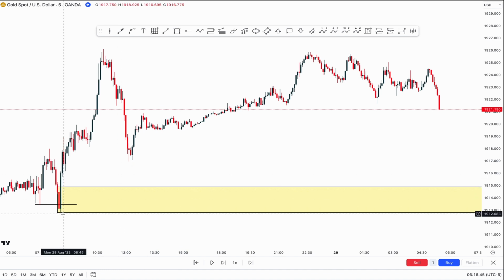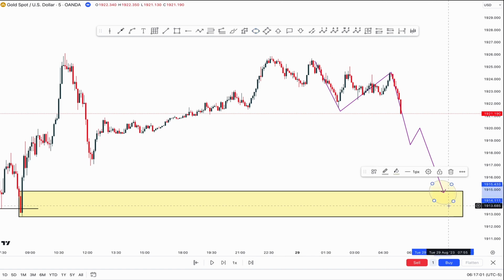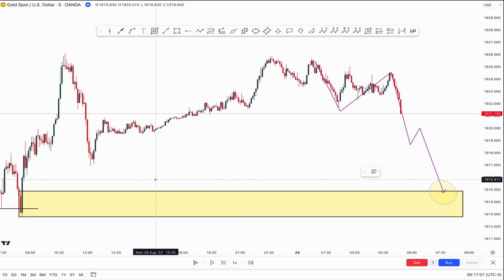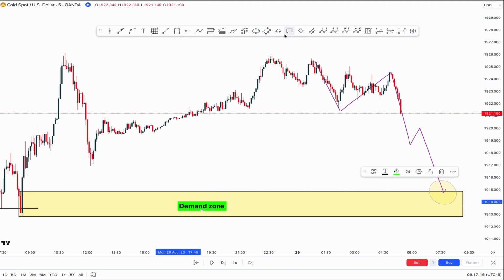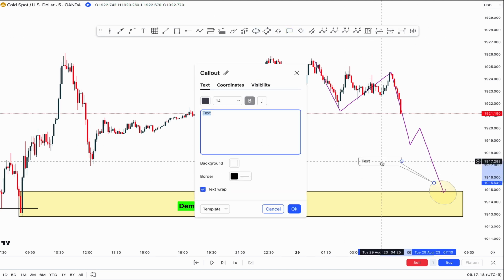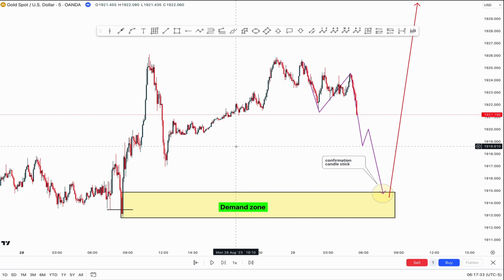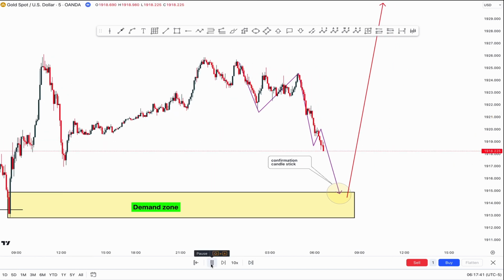That means price manipulated this low first, and then right now we will be waiting for the market to make something like this. Then on this area, that's where we will wait for the market to make a bullish candlestick, because right now you can see clearly that this is our demand zone over here. So right now we are waiting for the market to make a confirmation candlestick here, and then we will be looking for the market to shoot to the upside. That's pretty much simple.